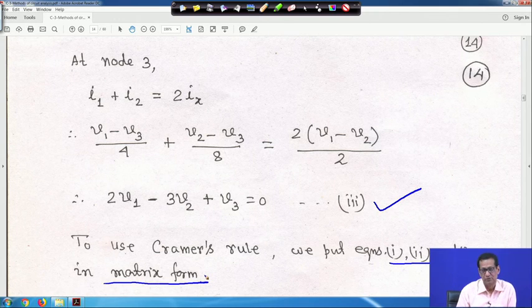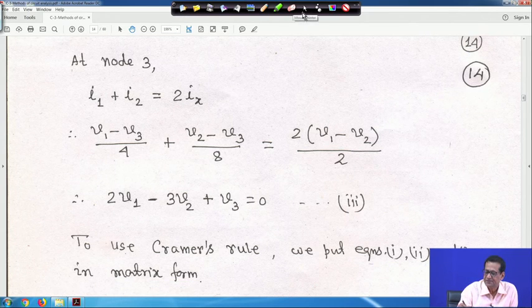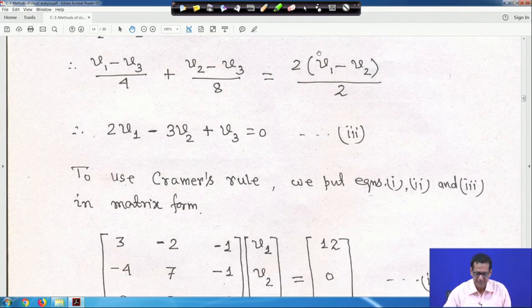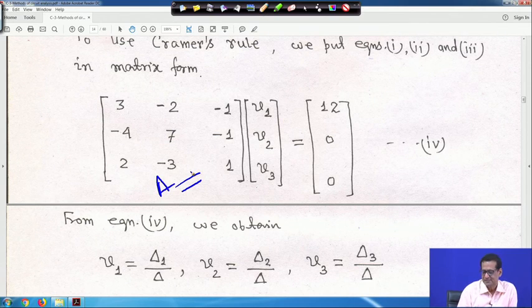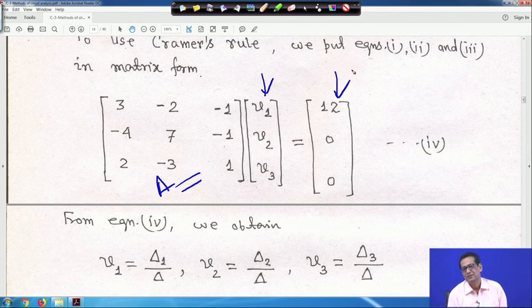Let us solve it using Cramer's rule. So let me clean it. This is equation 3 and the other 2 equations, 1 and 2, are already given. So let us clear it. Next if you put it in matrix form, the equation is coming like this. This is your A matrix, it is a 3 into 3 matrix, and this is your X, the state variable, voltage V, V1, V2, V3. And this is your B matrix, N into 1, basically a column vector. So 12, 0, 0.